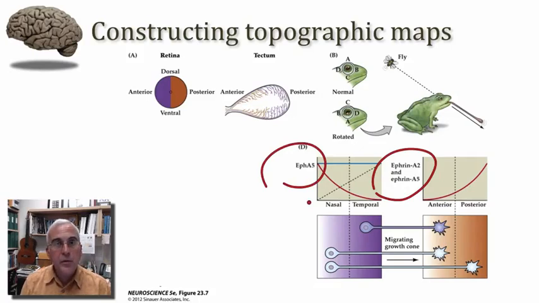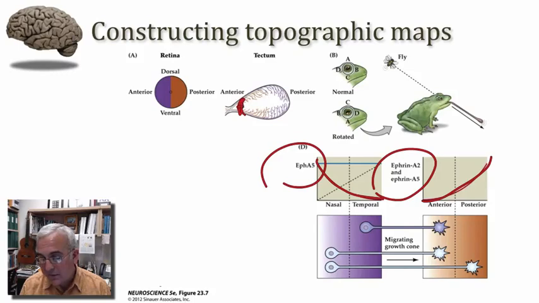So rather than there being a precise lock and key mechanism on a point-by-point basis, what we see is the establishment of gradients. Gradients of the ligand and gradients of the receptors. And the matching of ligand concentration to available receptor is what establishes the continuity in the topographic mapping, such that the most posterior temporal portion of the retina is mapped to the most anterior portion of the tectum.